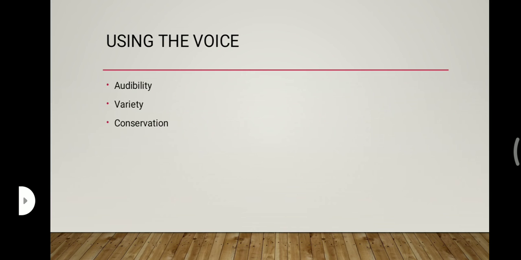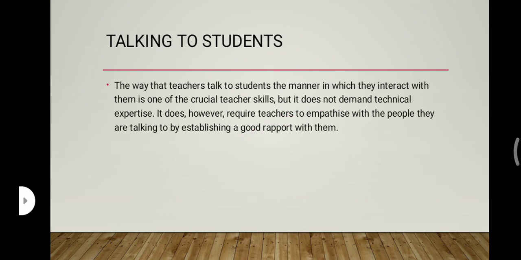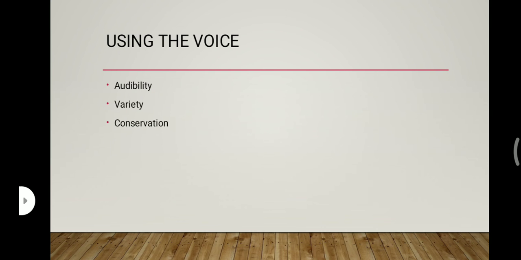The first, audibility. Teachers need to be audible. Teachers don't have to shout to be audible. Speaking too softly or unpleasantly loudly is irritating.